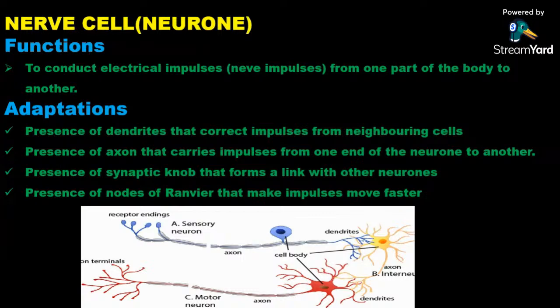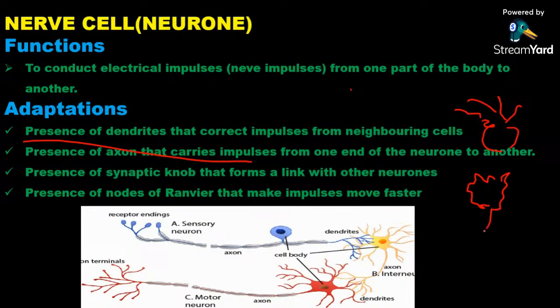Now, what are the adaptations? So one, presence of dendrites. Let me just try to put up a simple drawing here. Dendrites, we are just looking at these spike-like structures, okay? If this is the nerve cell, then we have spikes on the body. These spikes that you are able to see, these are what we call dendrites. So presence of dendrites from the end of one neuron to another.